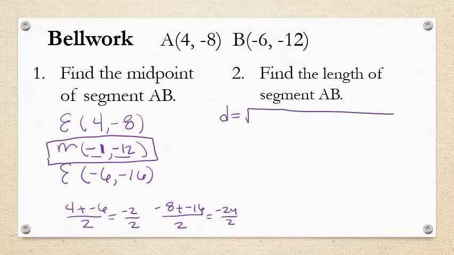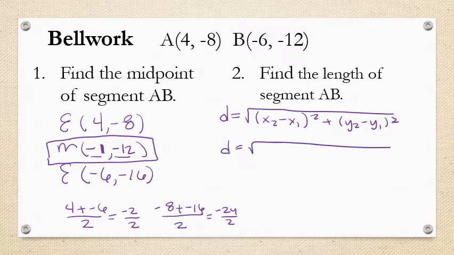So if you will recall, the distance formula says we're going to take x2 minus x1 and square it. And we're going to add that to y2 minus y1 and square that. So my first x is 4 and my second one is -6. So I have 4 minus (-6), squared. I recommend you always put negative numbers in parentheses so that we have more accurate signs in the end. Then we have -8 minus (-12).